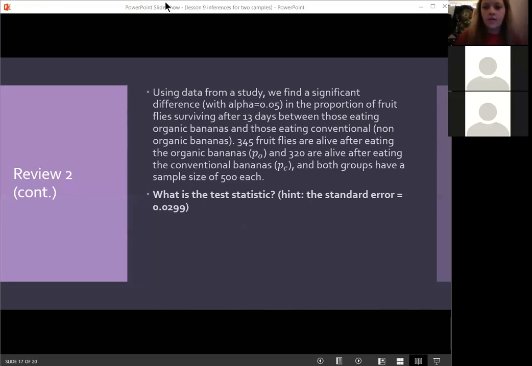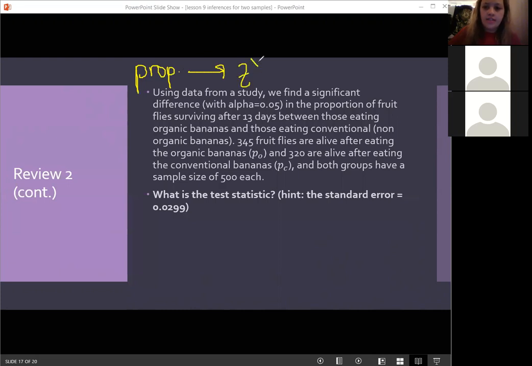All right, let's go over this one quick. Let's remember that we're talking about proportions here. When we're talking about proportions, we're going to make sure that we use our z test statistic, not t. So when we're trying to find z, we have z equals p-hat 1, our sample proportion for our first group, minus our sample proportion for our second group, and then minus 0, our null, and then divided by our standard error of the null.